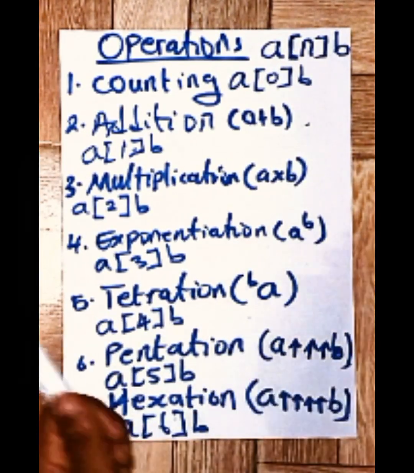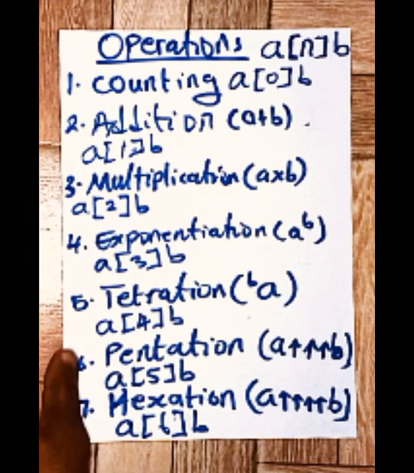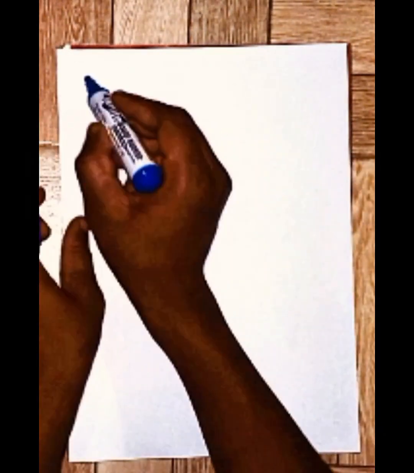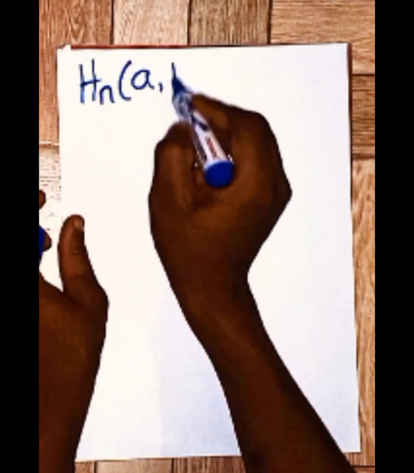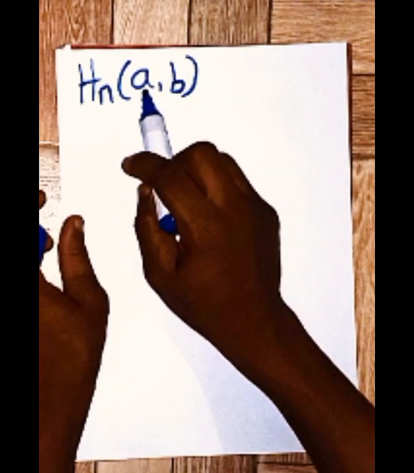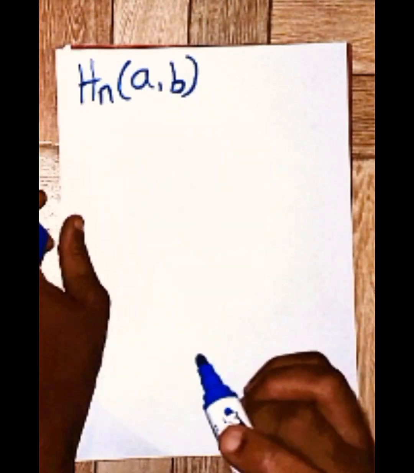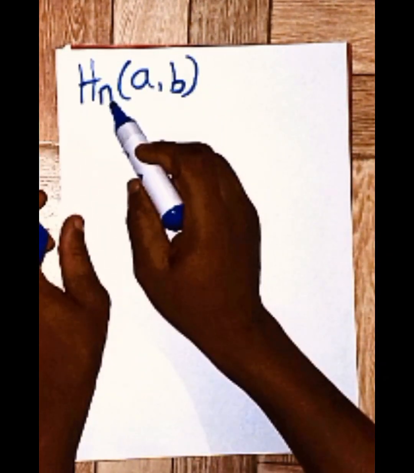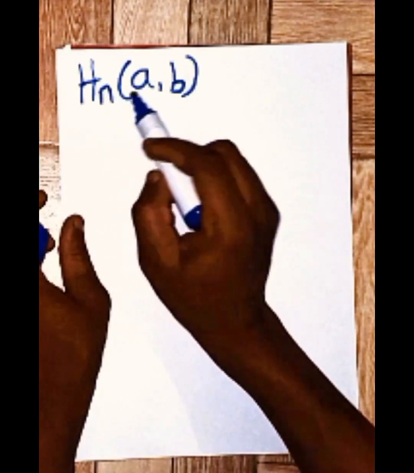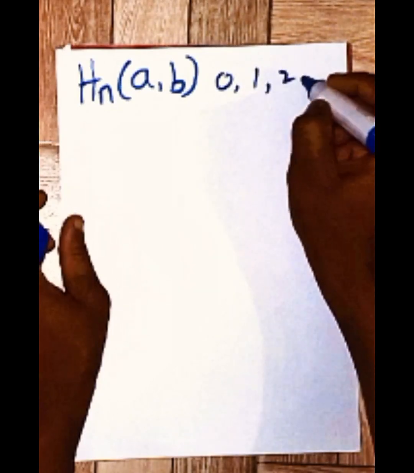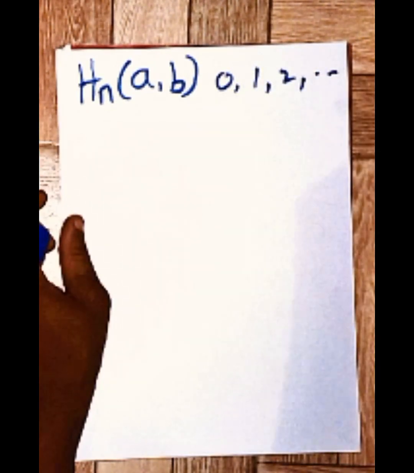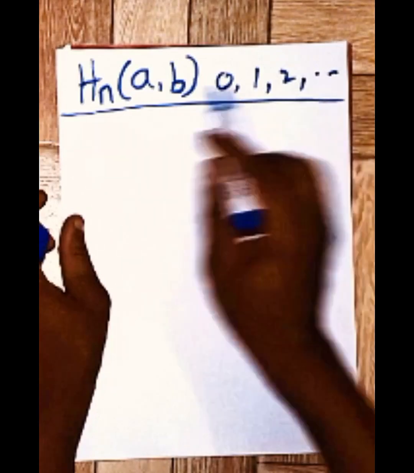But there are other notations as well. I think I need to change the paper and show you, but I'll make another video to focus on the notations. The other notation we call the general notation, and it is like this. A and B are the arguments of this particular operation, but n is the level. So n is 0, 1, 2, and so on, where 0 represents counting. So this is the general notation.